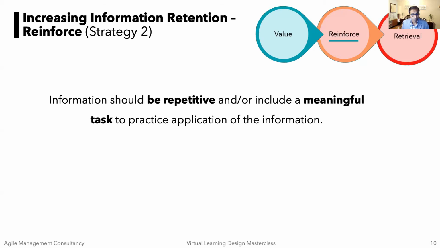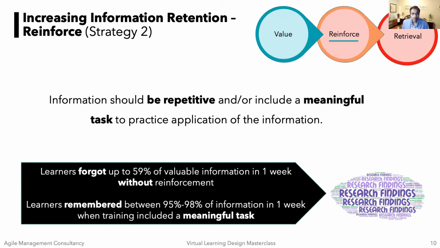And back to the research, it says 55 or 59% of valuable information is forgotten in a week without reinforcement. So imagine 59% forgotten in a week without reinforcement, 95 to 98% remembered with reinforcement. So that's how powerful this is. I'm just taking this off established research work published in leading journals. So you see the power of reinforcement that I'm sharing with you.